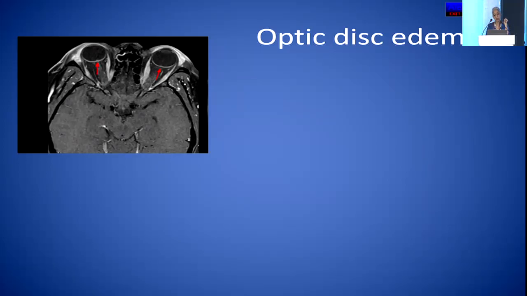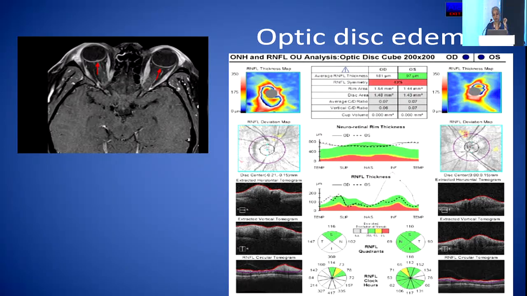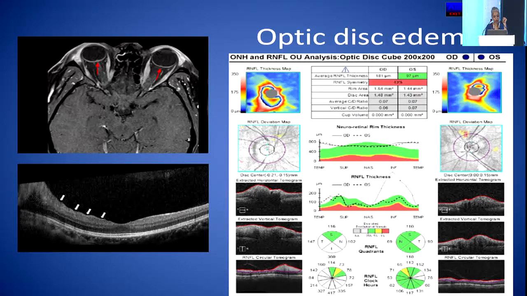This can be visualized on an OCT as RNFL thickening, as we see in the right eye. We can also visualize other signs, which are the absence of the optic cup and the increase in volume of the optic disc as well. Retinal folds can be visualized as peripapillary wrinkling, which is a very specific sign to differentiate between optic disc edema and pseudoedema, maybe due to optic disc drusen.